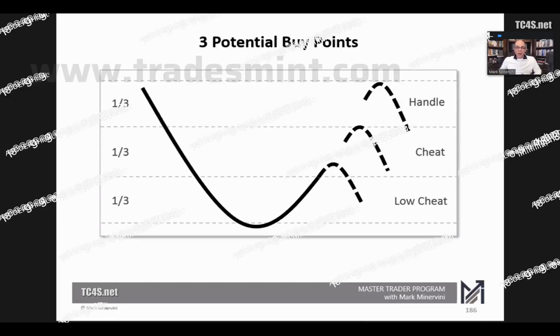Or sometimes it comes right off of a low cheat and just takes off. And that was Google, Twitter. They came off of the IPO base, they formed a low cheat, they just took off, and they never formed a cheat or a handle. But once you get all this, you'll very rarely miss any stock that's taken off from a base, because you'll be able to grab it somewhere along the line, within the base.